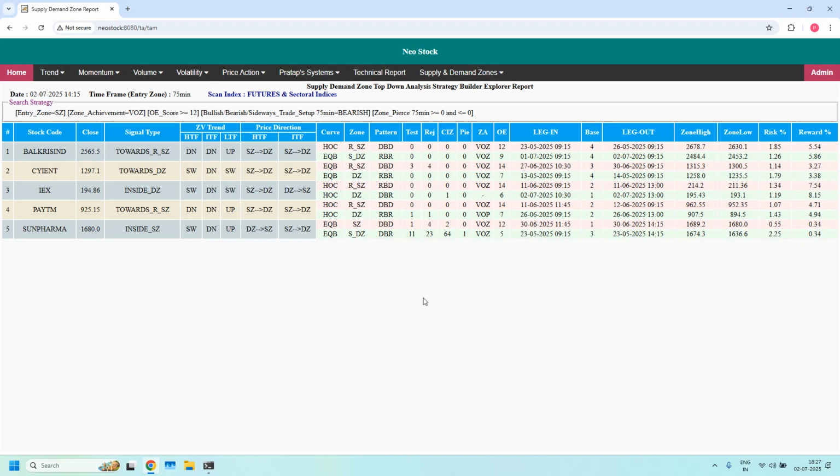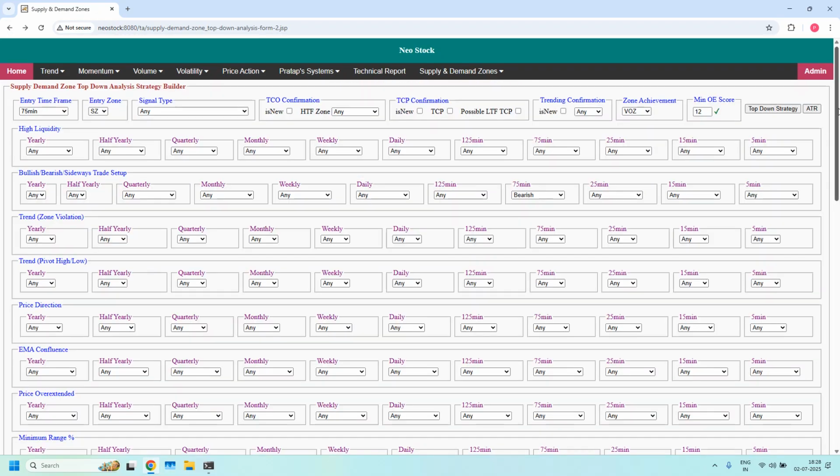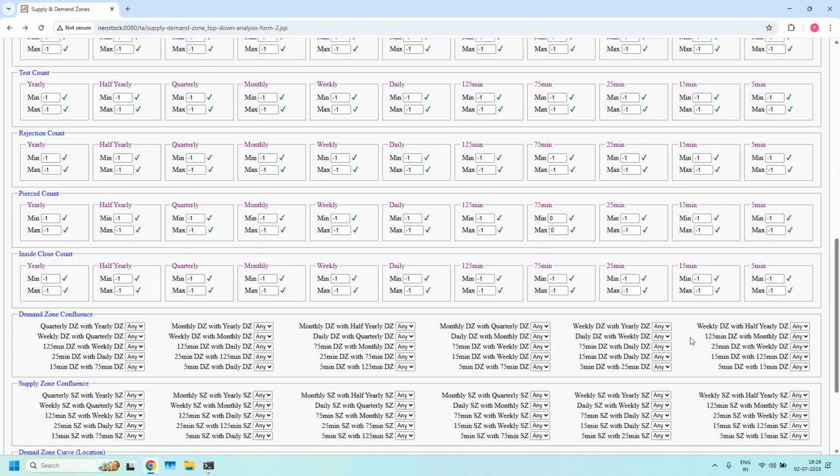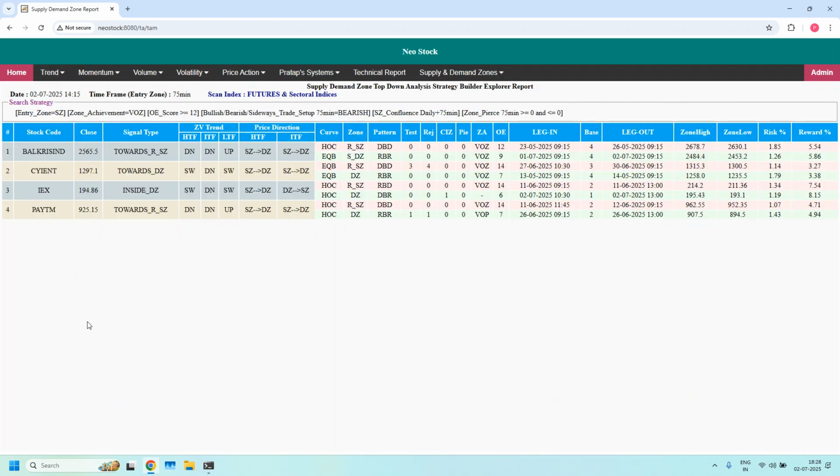So we got 5 stocks. Out of these 5, how many might have a higher probability of success? That we will filter based on the supply zone confluence. First filter, 75 minutes and daily supply zone confluence. I am enabling the filter. Applying the filter, we got 4 stocks.